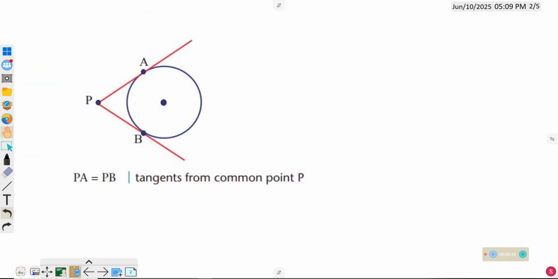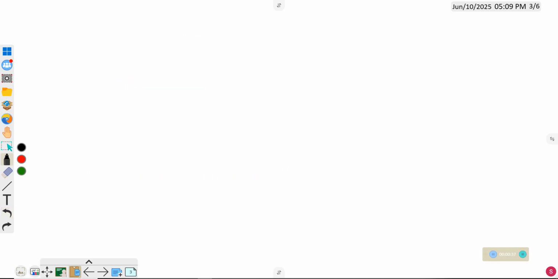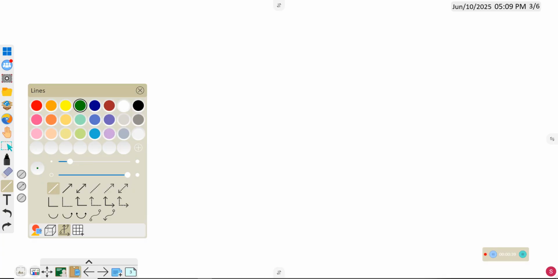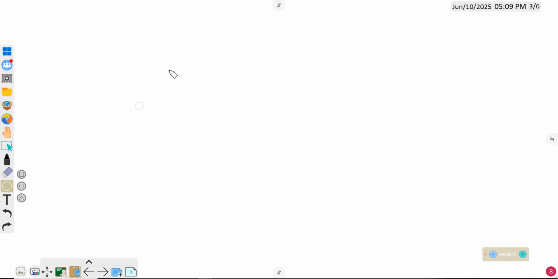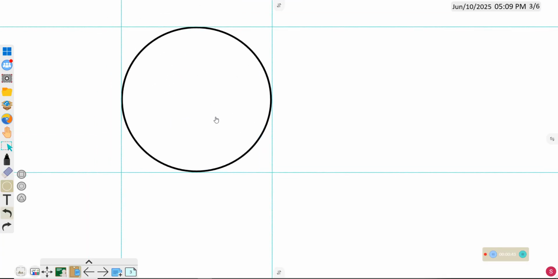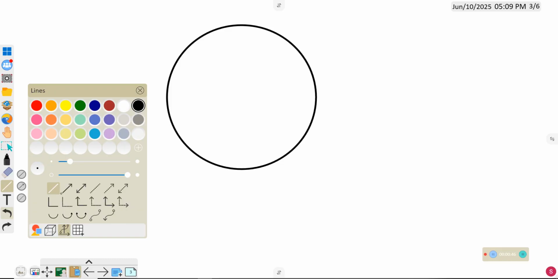The theorem itself states that tangents from a common point are equal to each other. As you can see, we have tangent PA and tangent PB, so this is supposed to be equal to that. This one also has a proof, so let's quickly dive into that, and we're going to use congruency. Say we have a circle, given a circle that has a center.